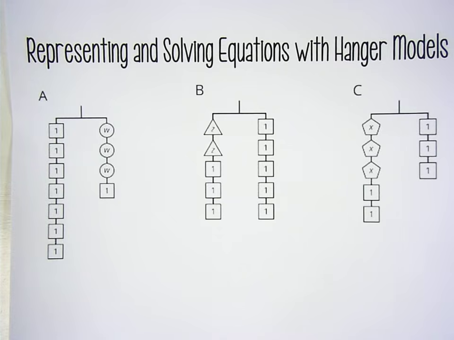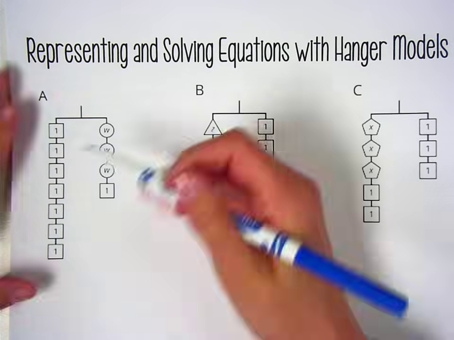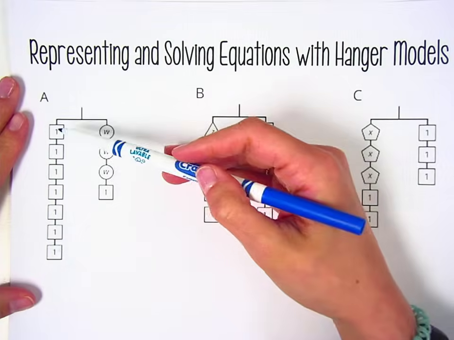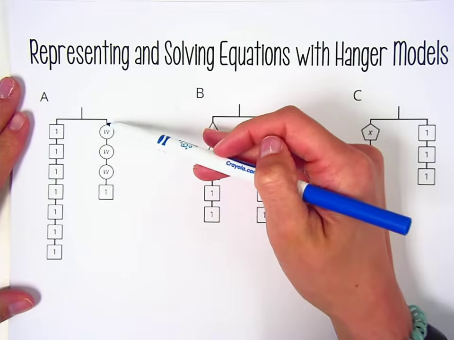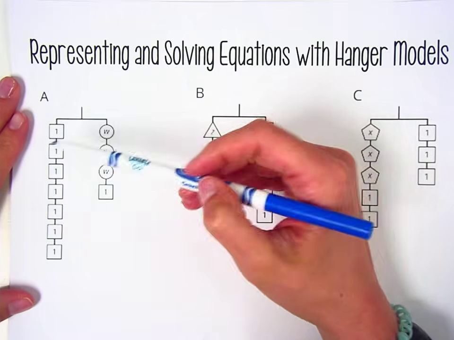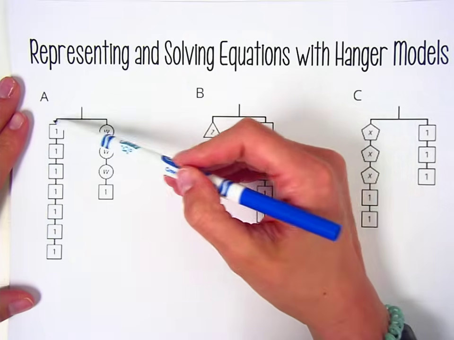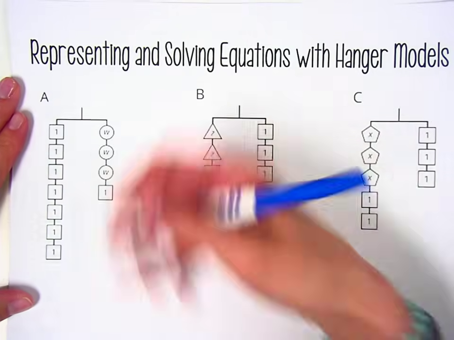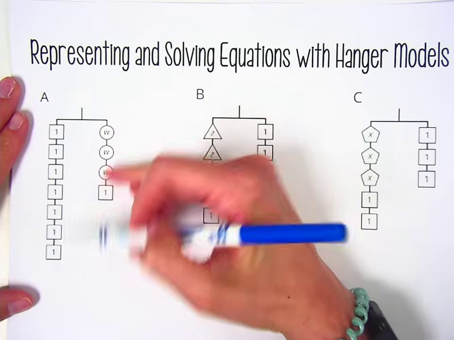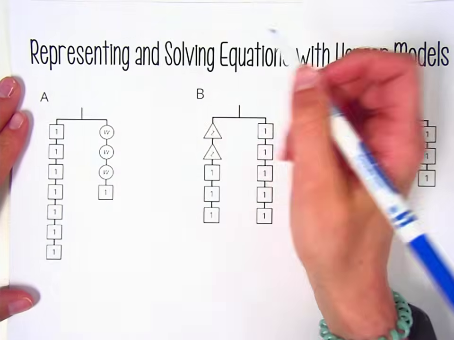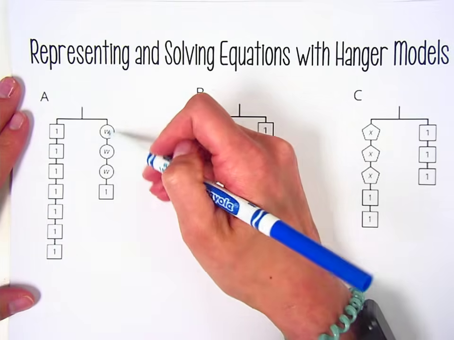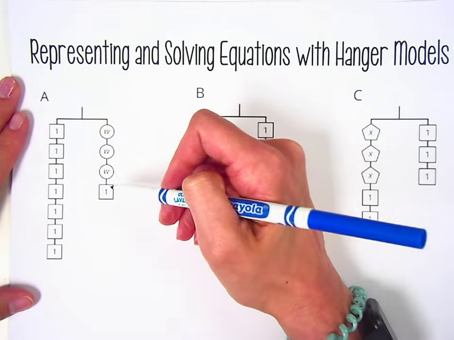Let's take a look at how we can represent and solve equations using hanger models. If we take a look at this first hanger model, you can see that I have something hanging on the left side of the hanger and something hanging on the right side. Because this hanger is balanced or level, that tells me that the value, or the weight, of the left side is the same as the value and the weight on the right side.